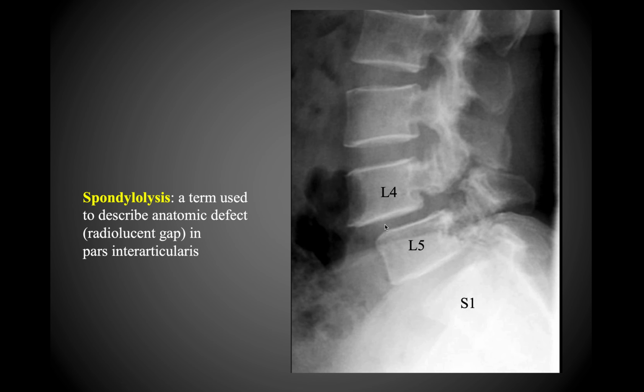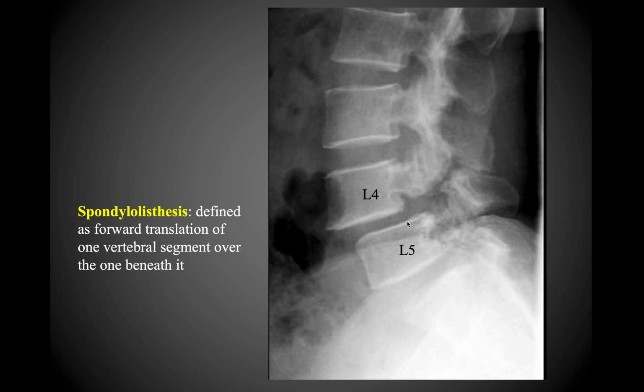And then spondylolysis is the situation where the pars interarticularis has been fractured, and so you can see that quite clearly here. And so in some cases that'll cause an anterior displacement of the vertebra, in this case of L4 on top of L5, and in that case we call this spondylolisthesis. So spondylolisthesis is the forward translation of one vertebral segment over the other after the spondylolysis has occurred. So you have to have bilateral fracture of the pars interarticularis in order for spondylolisthesis to occur.